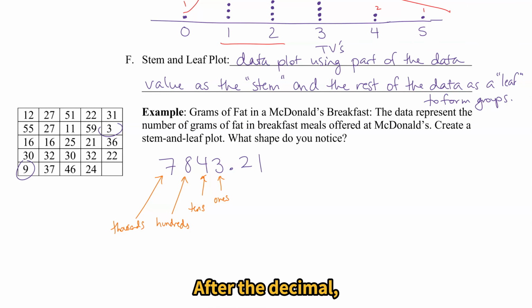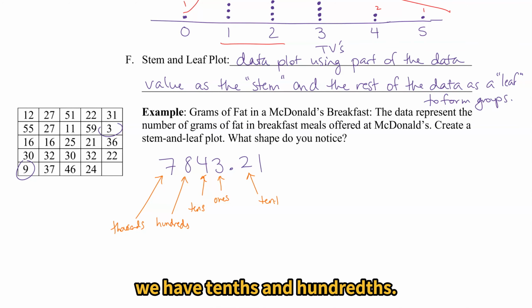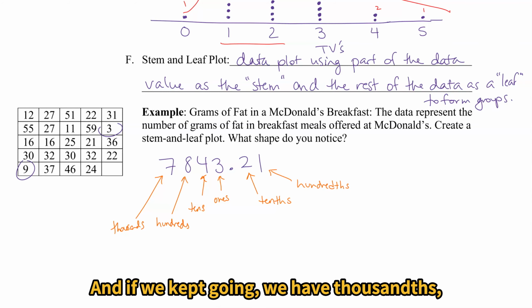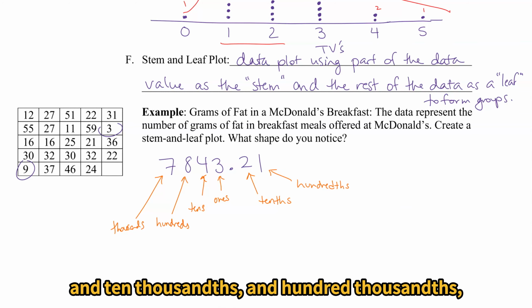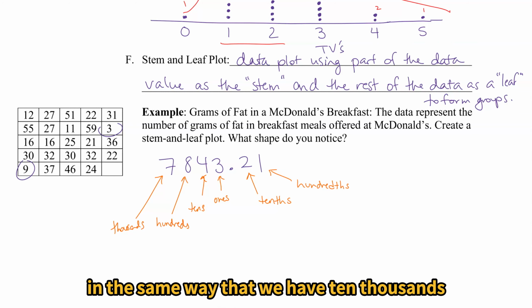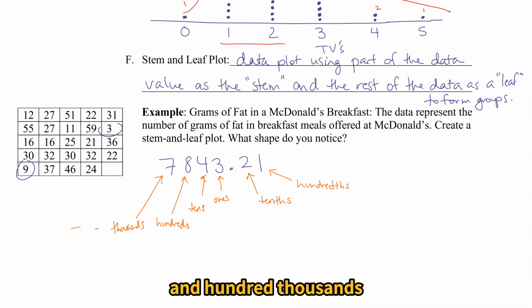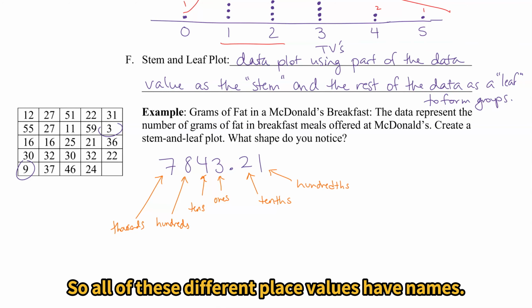7,843. After the decimal, we have tenths and hundredths. And if we kept going, we'd have thousandths and 10,000ths and 100,000ths, in the same way that we have 10,000s and 100,000s to the left of the 7. So all of these different place values have names.